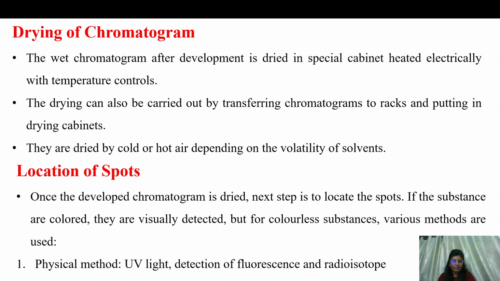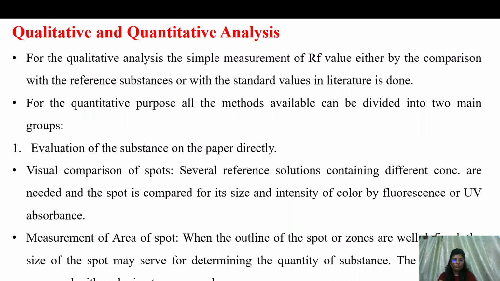Then let's talk about the location of the spot. Once the chromatogram is developed and dried, the next step is to locate the spot. If the substances are colored, they are visually detected, but for colorless substances various methods can be used, like the physical method, in which you can use UV light for the detection of fluorescence and radioisotope components, and chemical methods like spraying reagents. Glass atomisers are used, with spraying reagents like ninhydrin solution.